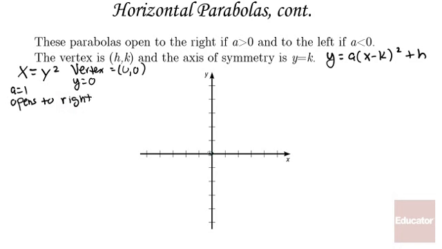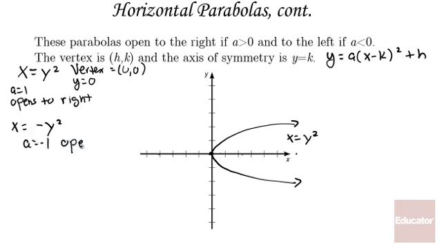So you're going to have a parabola that looks something like this. You could have another parabola, x equals negative y squared. Here we have the same vertex, the same axis of symmetry. Here the x-axis is actually the axis of symmetry. And I look at a now, and a equals negative 1. So this parabola is going to open to the left. So I'm going to end up with a parabola like this.